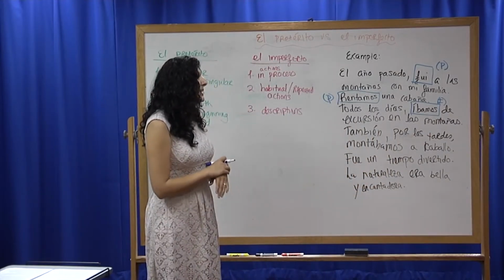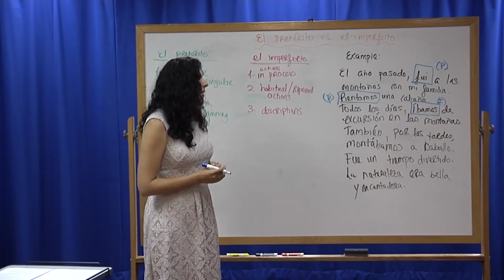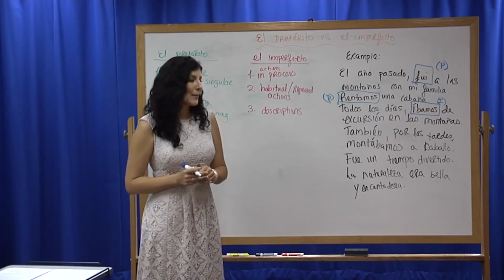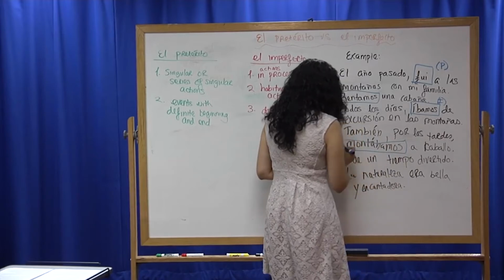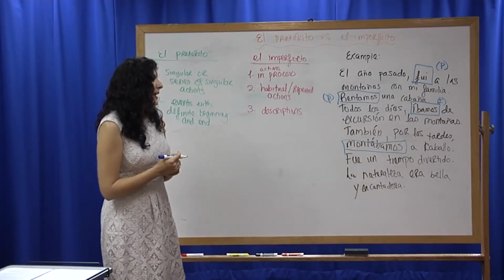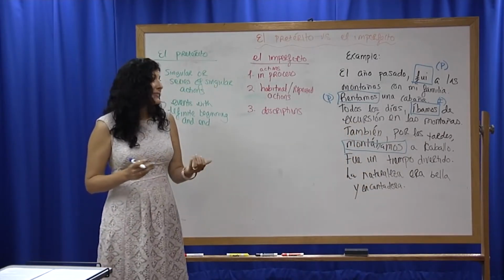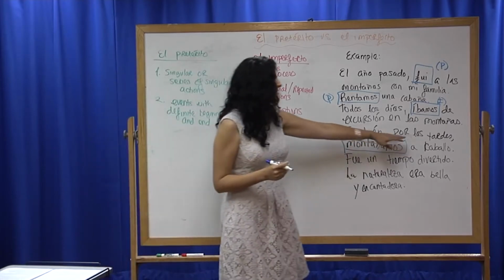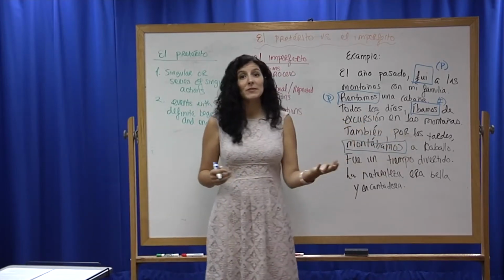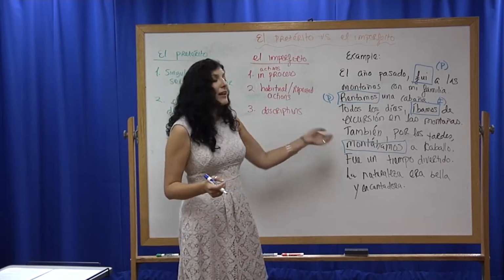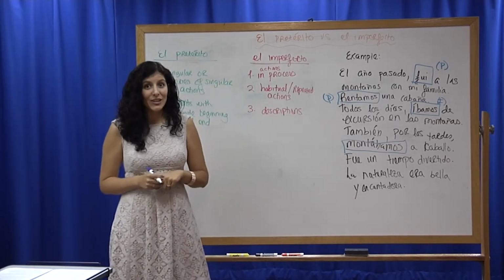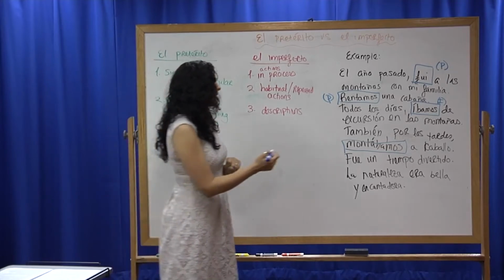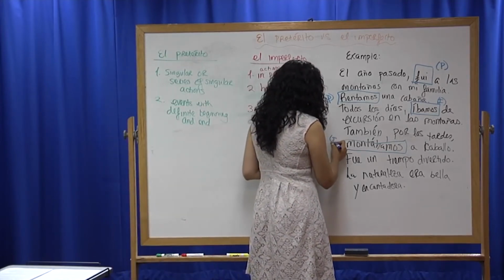Next I say, también por las tardes montábamos a caballo. So here's my verb. And we know that that verb is in the imperfect. But that makes sense because I'm saying in the afternoons, multiple times in a row, we went and we rode on horseback. So that's, again, a habitual or repeated action that occurred in the past. And so I would use the imperfect.